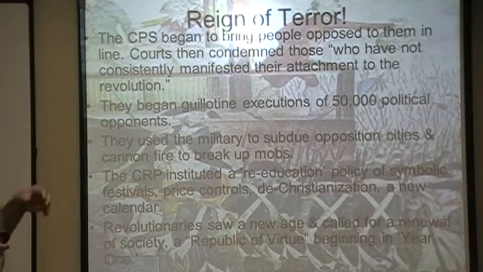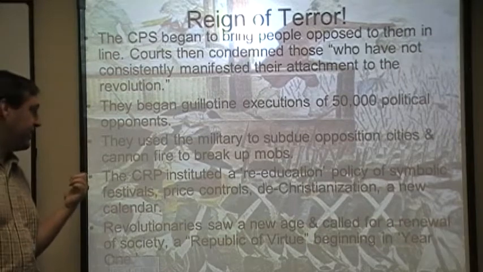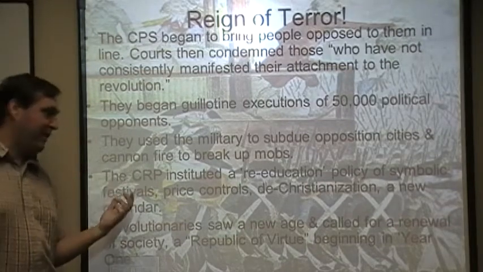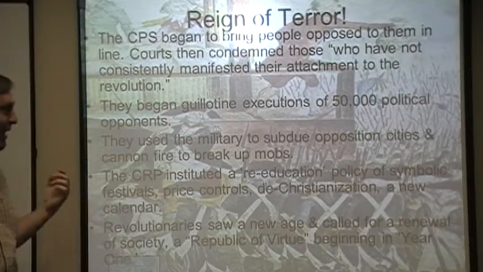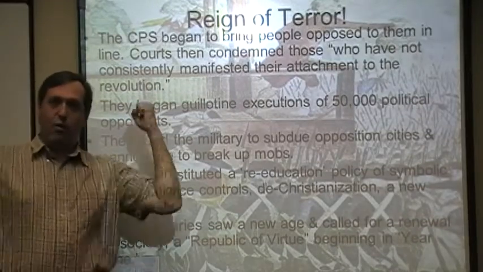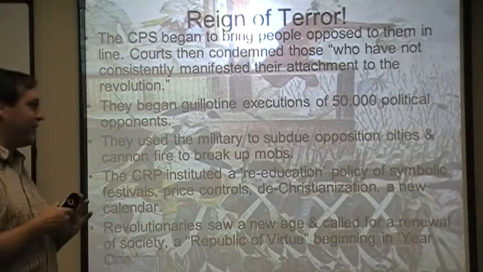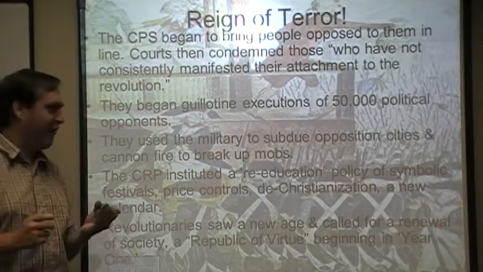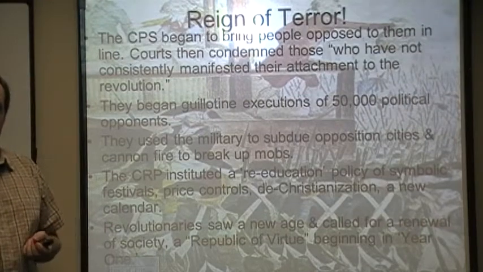The Jacobins are going to use the military to subdue opposition in cities and cannon fire to break up mobs. They're not going to meet these people in anything like a fair fight, right? The mobs come up to you, they want whatever it is they want, the idea of the flavor of the week kind of thing that they want to protest. You just fire in with the cannons, you drive those people away. That's one way to do it.